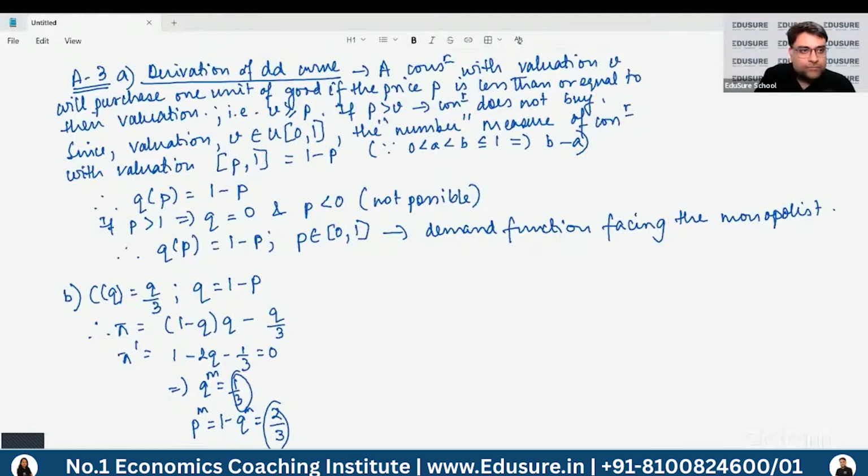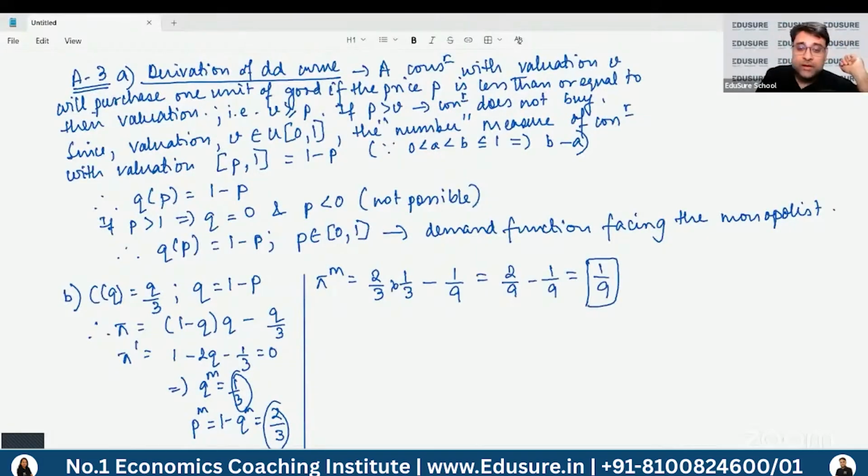And the profit of the monopolist is P into Q minus Q by 3, which is 2 by 9 minus 1 by 9, which is equal to 1 by 9. That is the profit. Is it clear? If it is clear, please type C in the chat box. You just have to do this, that's it.